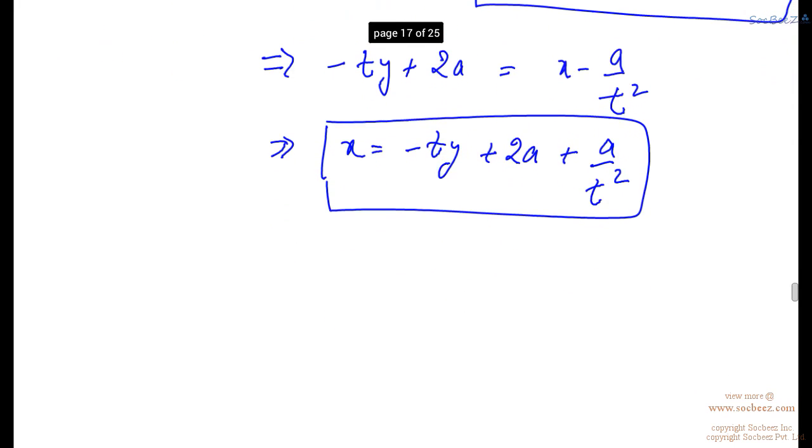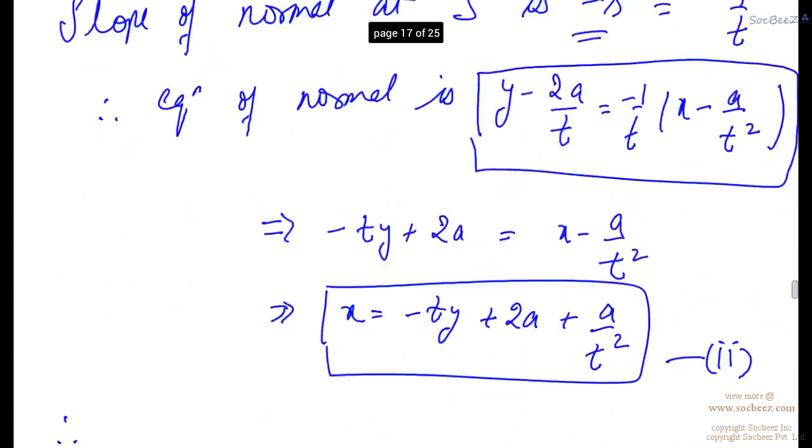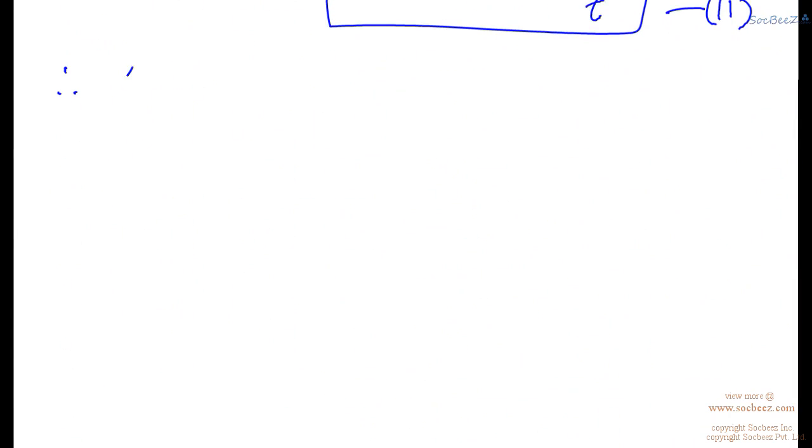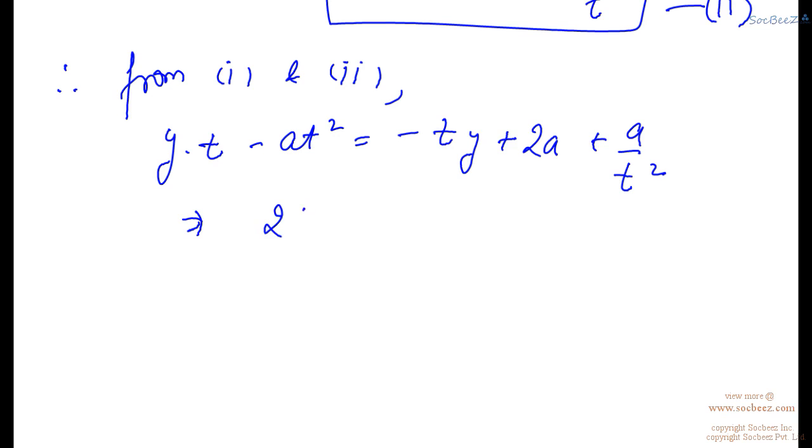Okay, so from 1 and 2, see, the second equation is this, and this is the first. Therefore, from 1 and 2, we can write that y into t minus at square equals minus ty plus 2a plus a upon t square. So from here, 2ty equals at square plus a upon t square plus 2a.